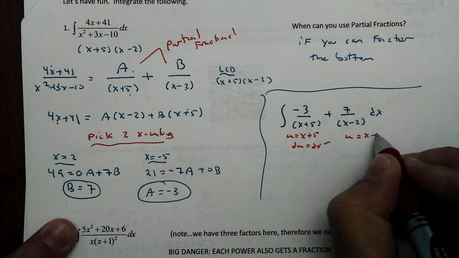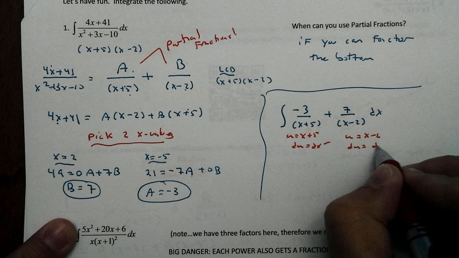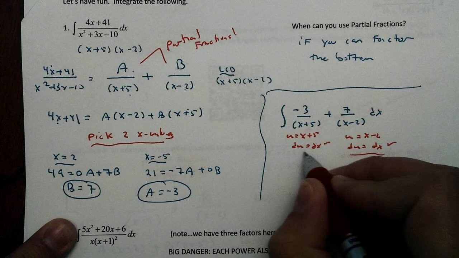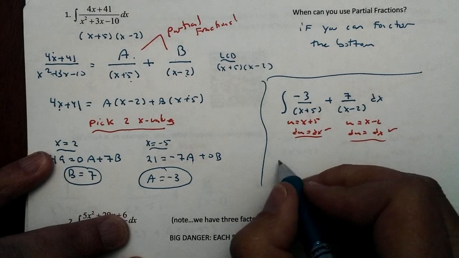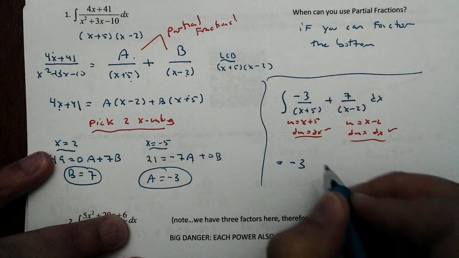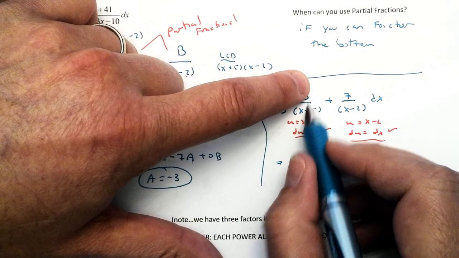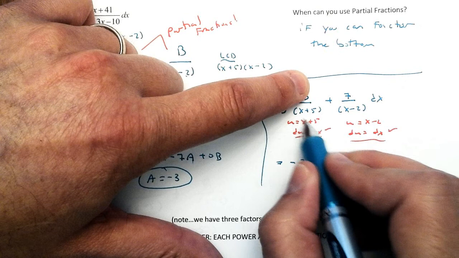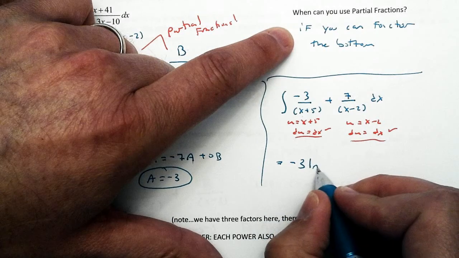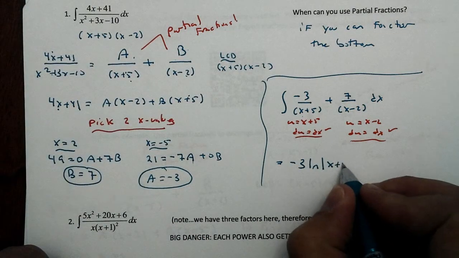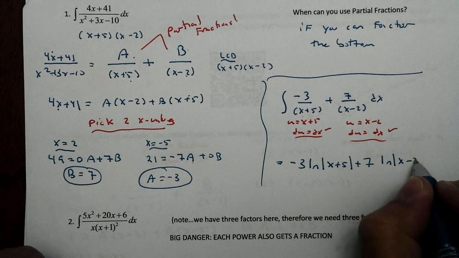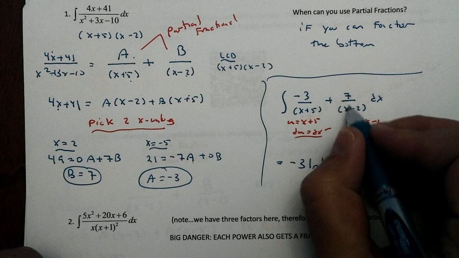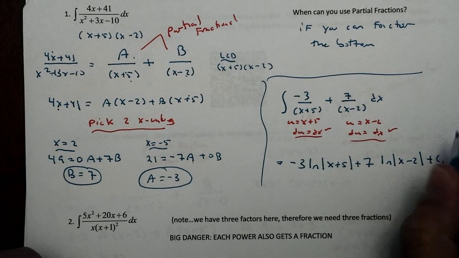Here, u is x minus 2, du is just dx. We like that. You always want to check this just to make sure you're not dividing by anything. So our final answer, we're going to get negative 3. Remember, this is 1 over u. That's our u here. So we get natural log of u, which is x plus 5 plus 7 natural log x minus 2. Because remember, that becomes 7 over u plus c1.